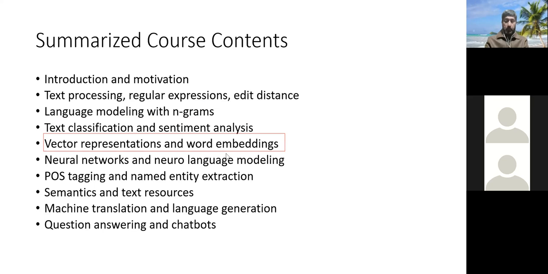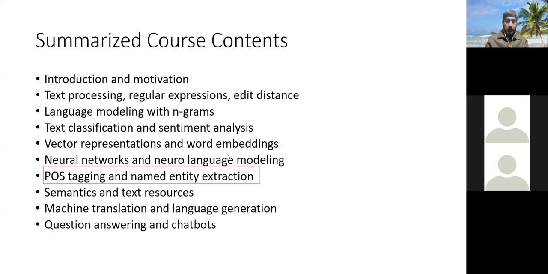Then we'll move on to some more recent topics, which have revolutionized NLP nowadays, which are vector representations and embeddings. We'll talk about some popular embeddings like Word2Vec. Then we'll move on to neural networks and their application in various NLP tasks like language modeling. We'll also talk about sequence modeling for POS tagging, which is part of speech tagging. NER is named entity recognition. We'll talk about these terms in this course. Sequence neural networks can also be used for text classification.